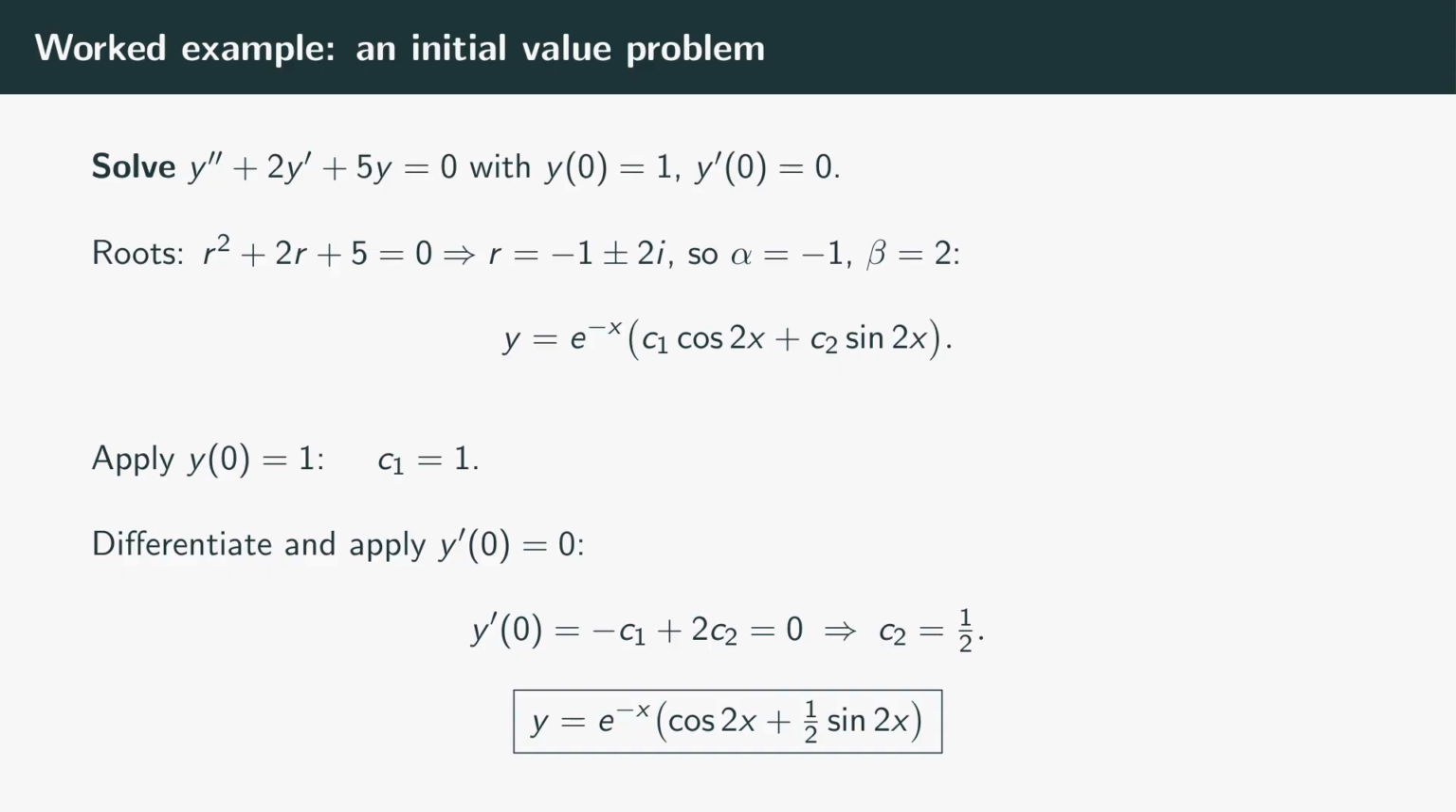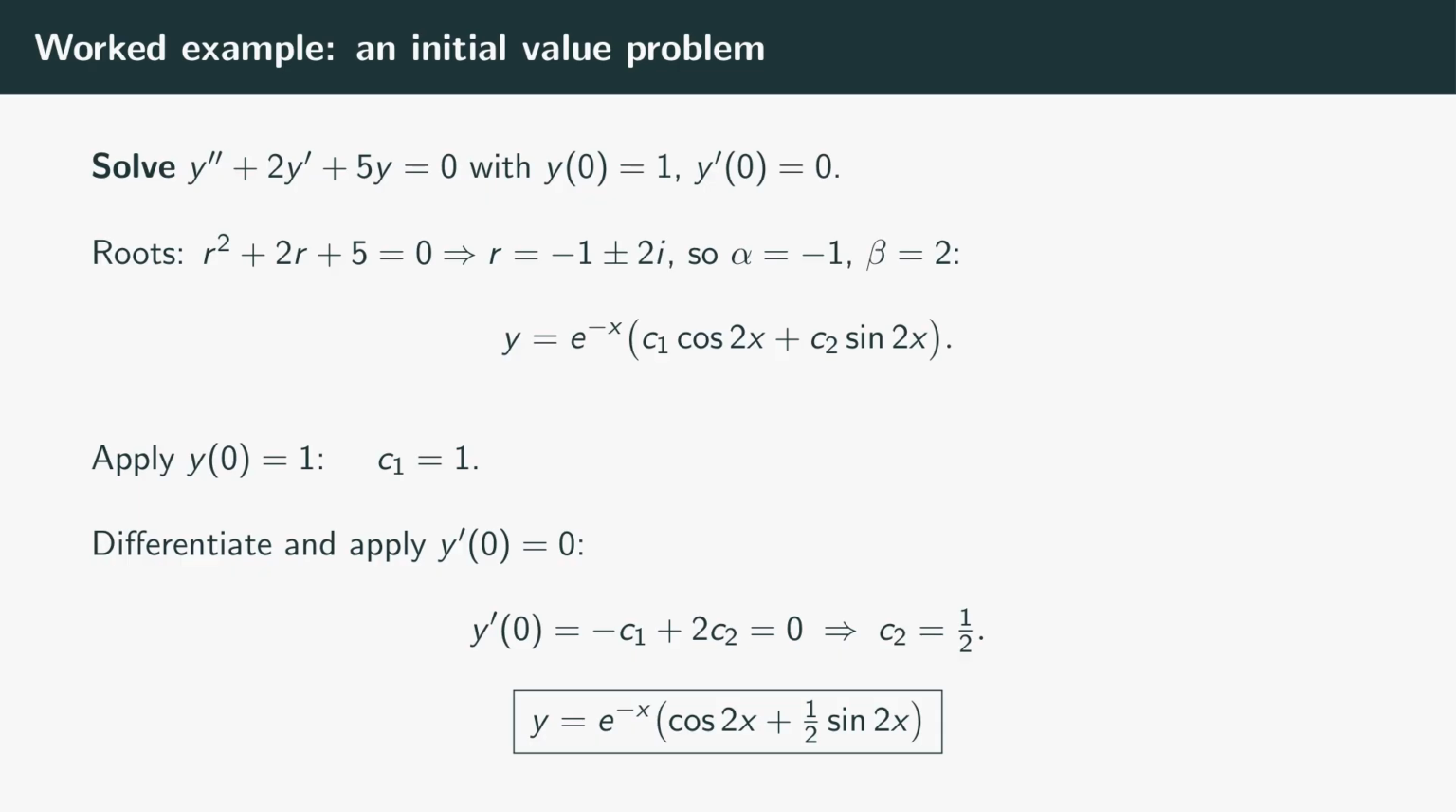One more, this time with initial conditions, to see the constants pinned down. Solve y'' plus 2y' plus 5y equals 0, with y of 0 equal to 1 and y' of 0 equal to 0. First the roots: r squared plus 2r plus 5 equals 0 gives r equals negative 1 plus or minus 2i. So alpha is negative 1 and beta is 2, and the general solution is e to the negative x times (c1 cosine 2x plus c2 sine 2x).